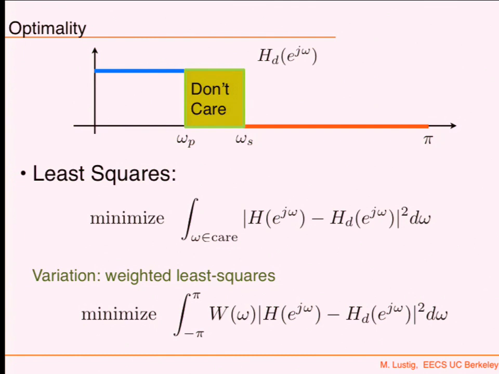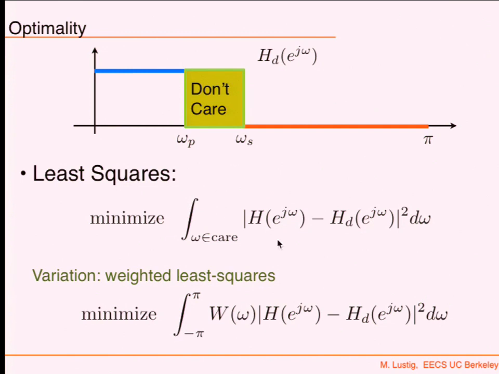But here's one which is actually a pretty good one. Least squares: basically you want to minimize, among the frequencies you care about, the square difference between your desired frequency response and your actual frequency response. Okay?